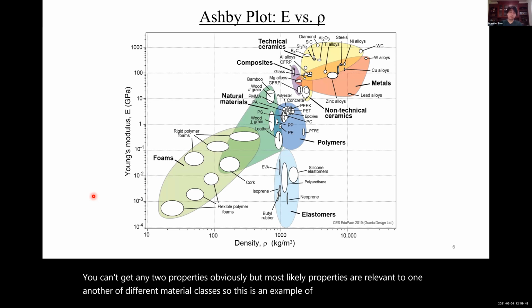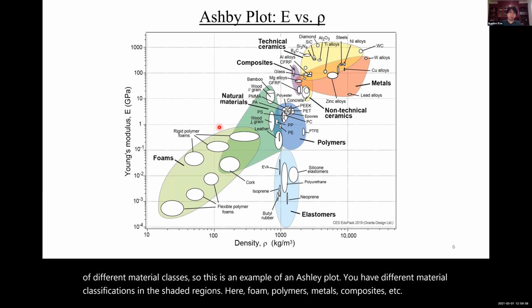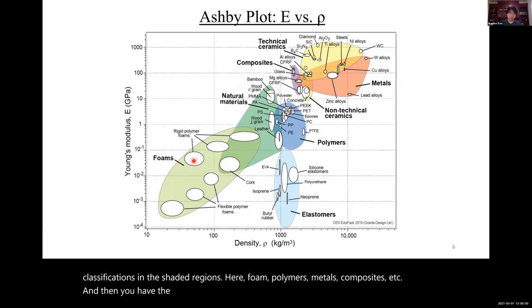You have different material classifications in the shaded regions here, like foam, polymers, metals, composites, etc. And then you have the actual groupings of the materials themselves, these actual indicated ovals here. The one thing I want to note, so this is straightforward.